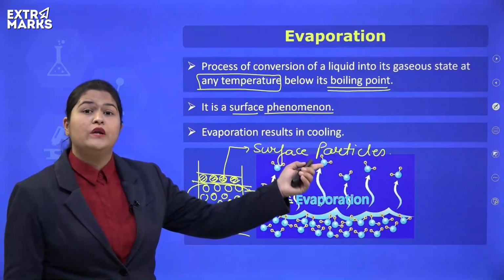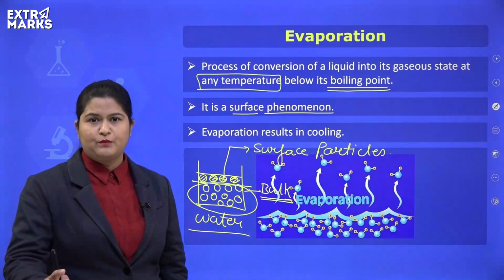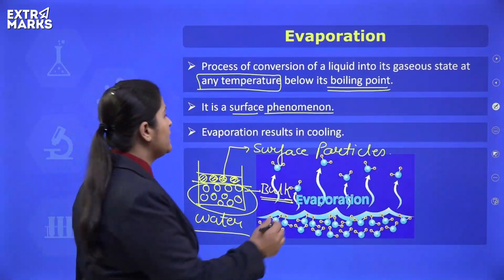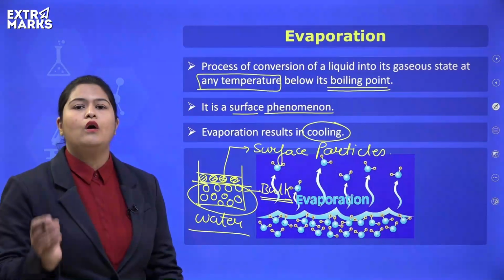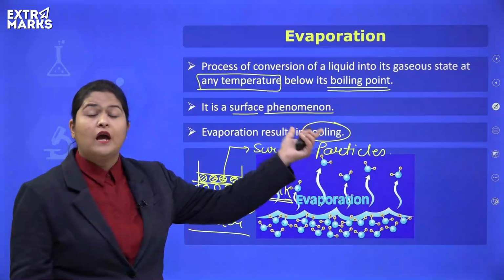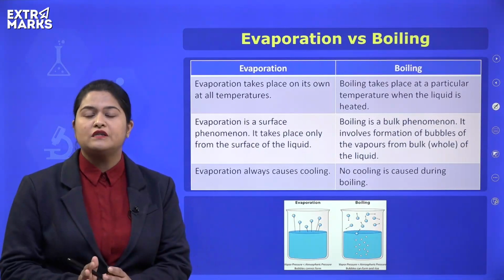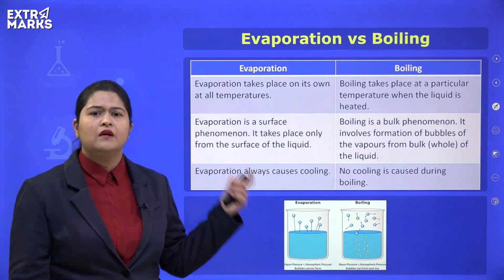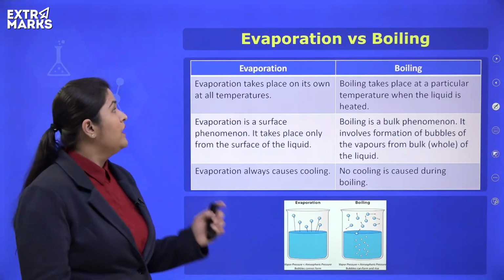Evaporation results in cooling. This is one more thing. Whenever evaporation takes place from any surface in any area, it results in a cooling effect being produced in that area or on that surface. We will understand in detail why and how this cooling occurs, but before that, let's compile the differences between evaporation and boiling that we have already understood, and quickly revise them once more, and then we'll move to the cooling effects of evaporation.